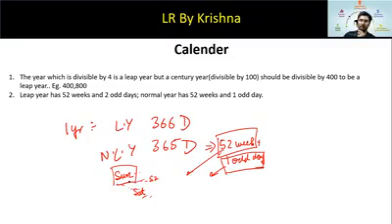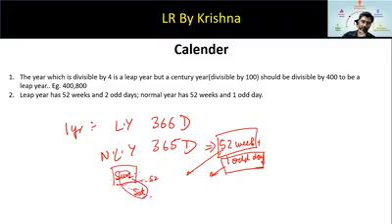Okay, Priyam is asking something. Priyam, is 3000 a multiple of 400? No, right? It should be divisible by 400. If it is not, then it is not a leap year. Correct?